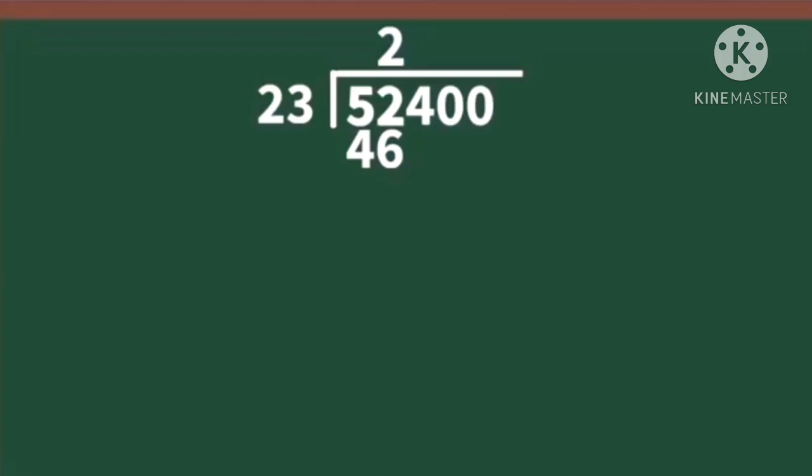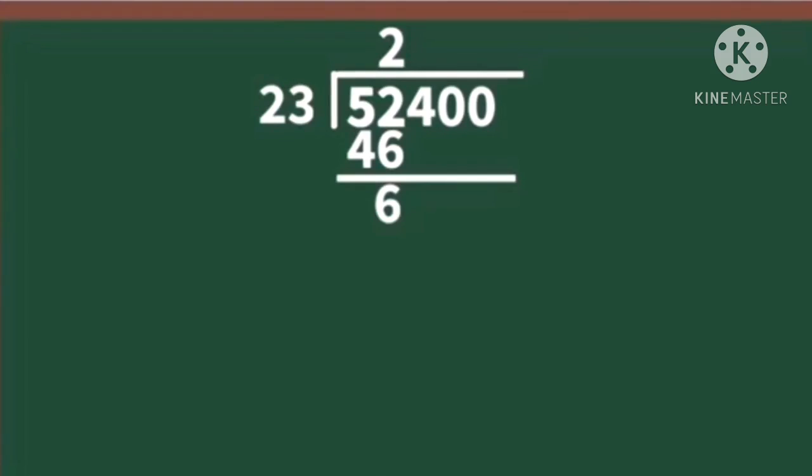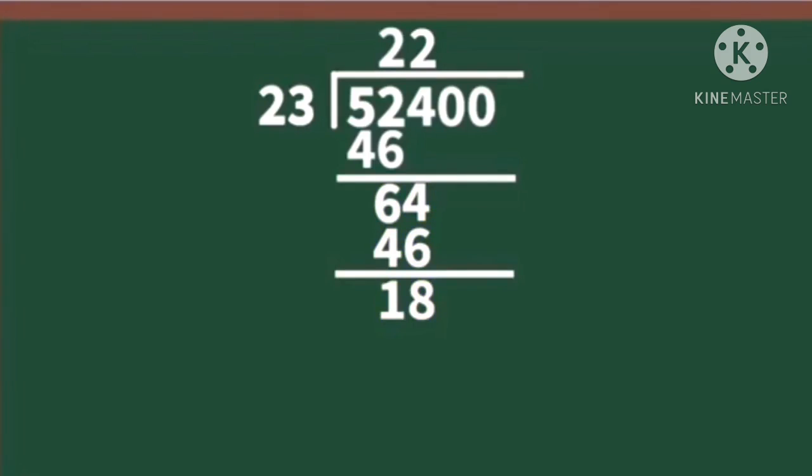Now subtract 46 from 52 and we have 6. Then bring down 4 and we have 64. Then divide 64 by 23 and it gives 2. Then write 2 directly above 4. Then reverse the process. Multiply 2 by 23 equal to, yes, 46. Write 46 below 64 and subtract 64 minus 46 equals 18.